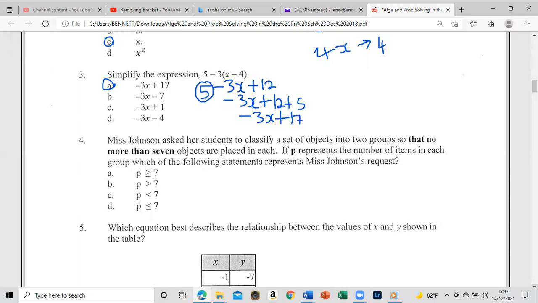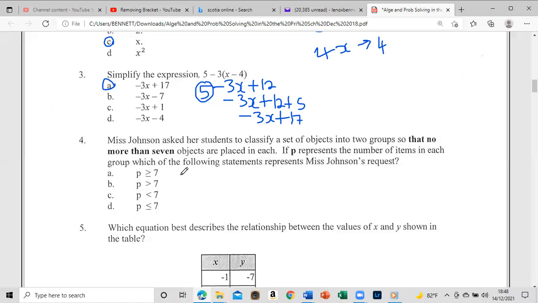Call the letter P. We say whether A or B or C. Where you gonna P? Sir, I think Miss Johnson asked her students to classify a set of objects into 2 groups so that no more than 7. Say that be C, sir.